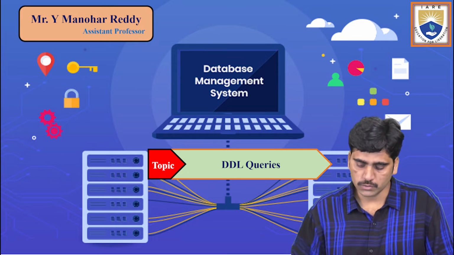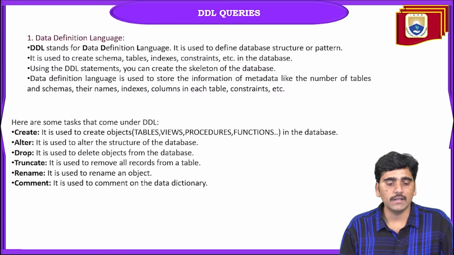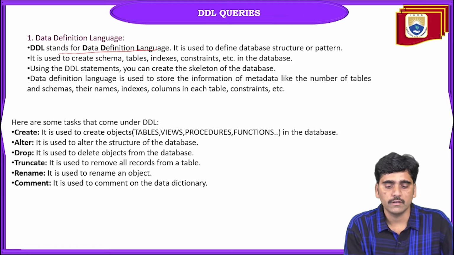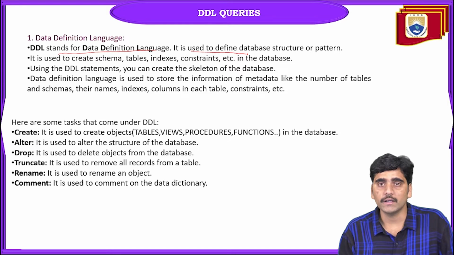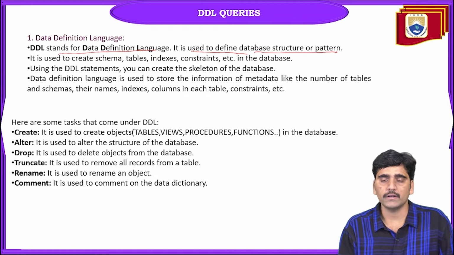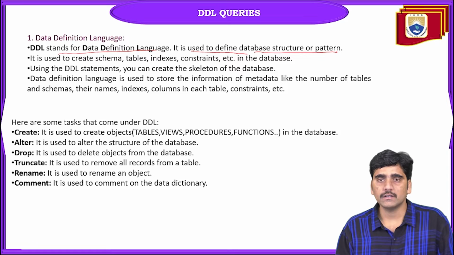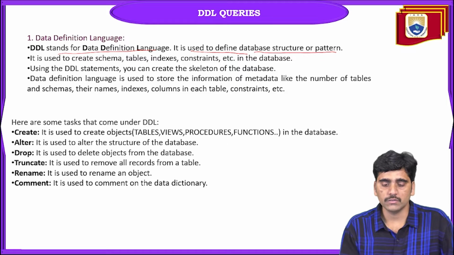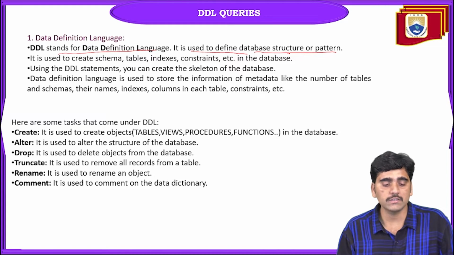So what is meant by DDL actually? DDL stands for Data Definition Language. It is used to define database structure or pattern. That means what tables you are going to have and how you are going to show that in the database. So that is what we are going to use this data definition language for.